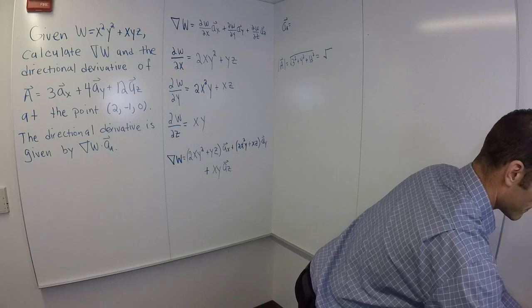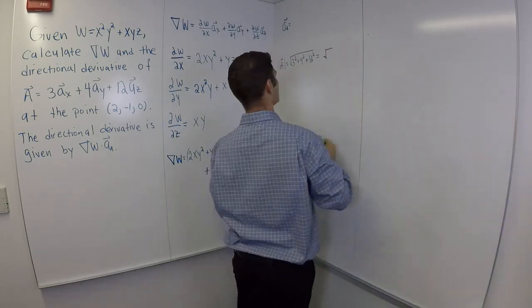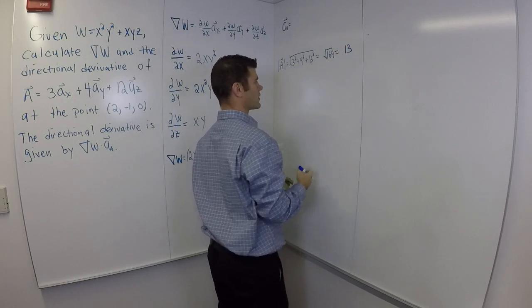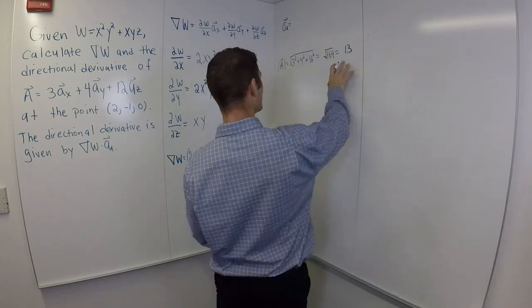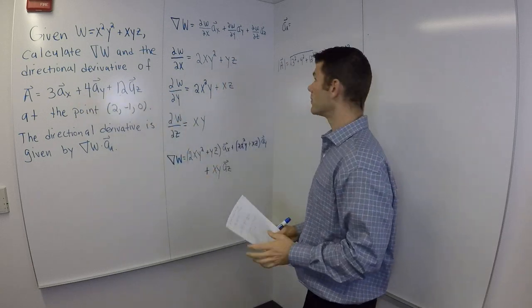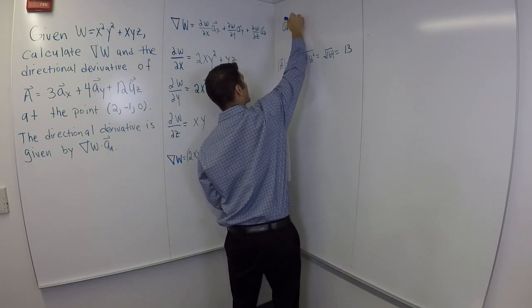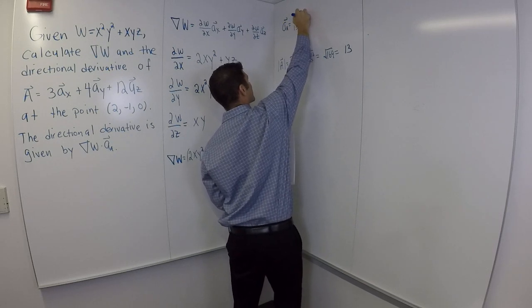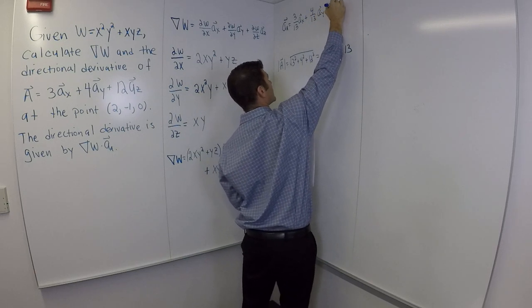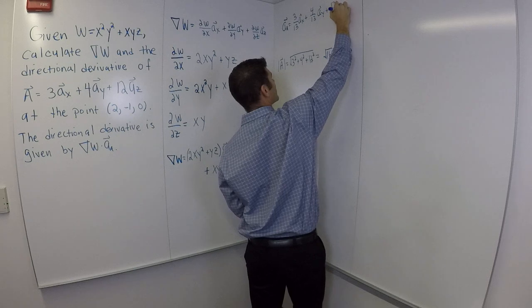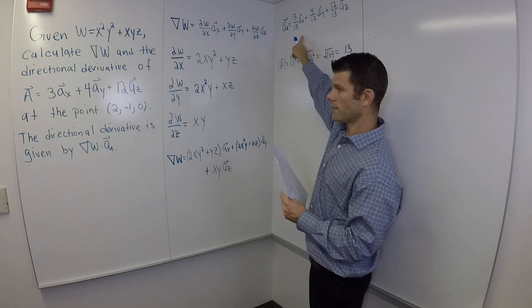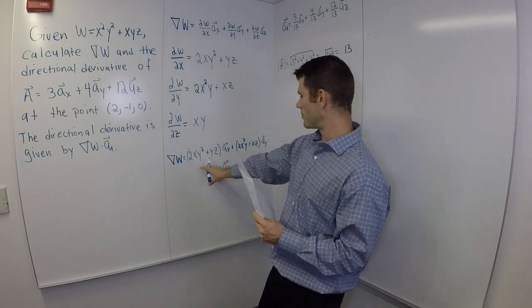That is equal to the square root of 169, which is equal to 13. Okay? So using this, we're going to take each component of a and divide it by 13. So the unit vector of a is equal to 3/13 ax plus 4/13 ay plus 12/13 az, okay?